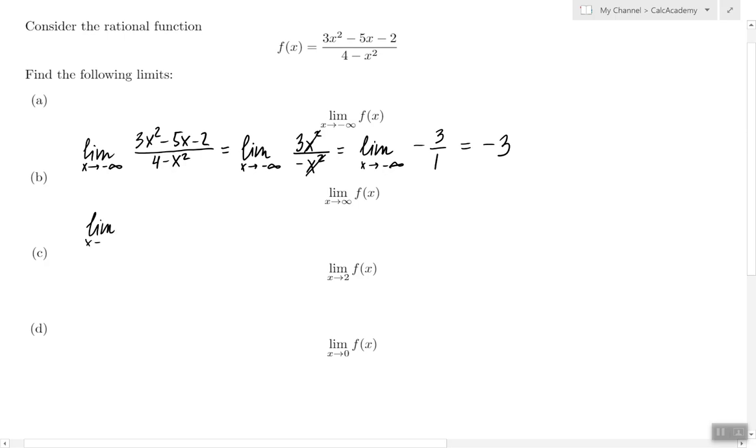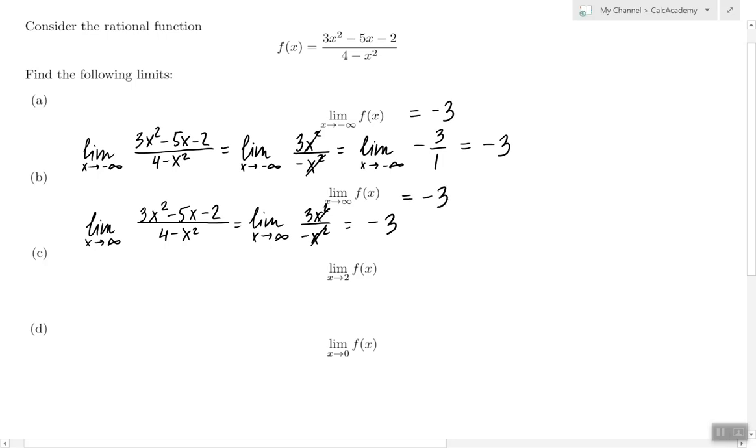The same is going to work when looking for the limit of a rational function at positive infinity. We can also ignore all but the leading terms for every polynomial, and we'll get exactly the same result. So the answer for the first two limits is negative 3. In terms of graphing, that means that this rational function will have a horizontal asymptote y equals negative 3.